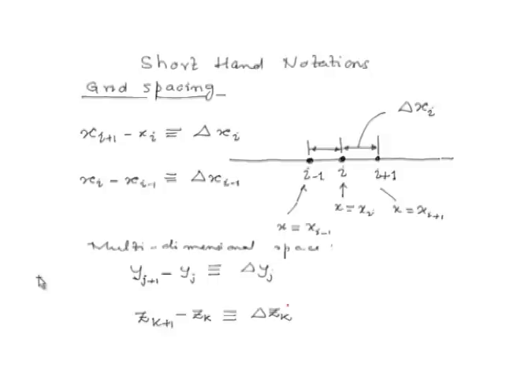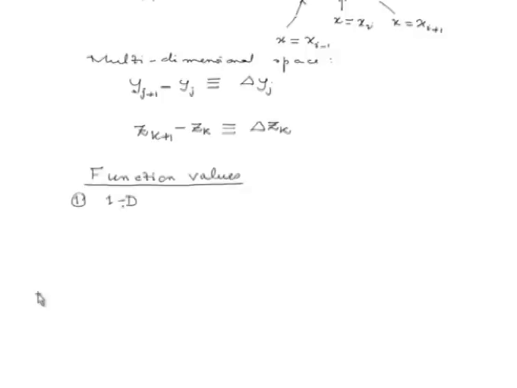Okay, the next is shorthand notation for function values. The first, in the case of one dimension, at point xi for a generic function f of xi, we would use a simple shorthand symbol f subscript i. So, in our finite difference formula, that is what we would use.